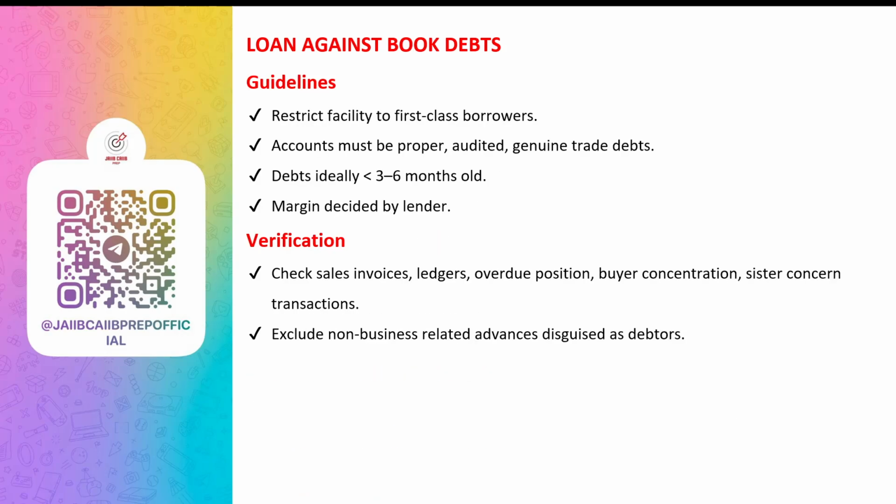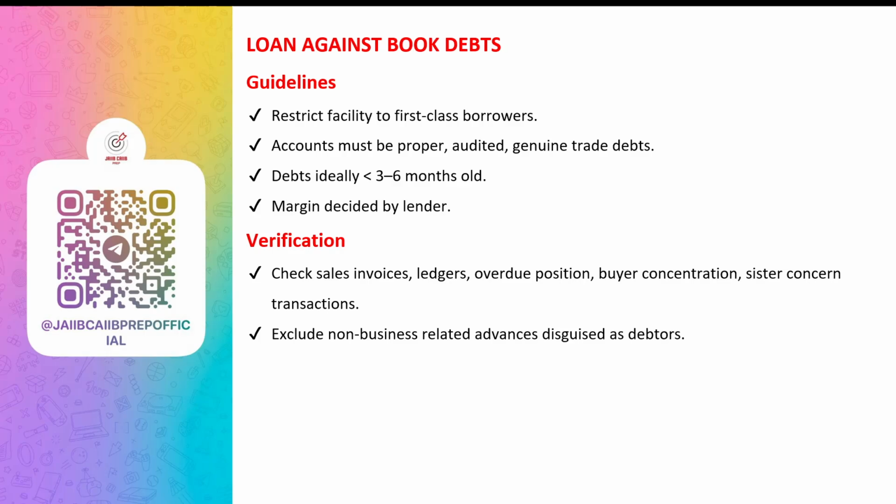There are certain guidelines for book debt financing. You should restrict this facility to first class borrowers of unquestionable integrity. Receivables should not be older than 3 to 6 months, depending on the bank policy. A book debt should arise from genuine trade transactions only, and debts related to sister concerns, capital expenditure, or disguised advances should not be financed.